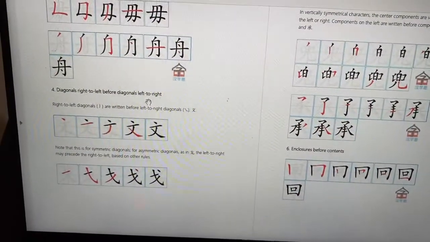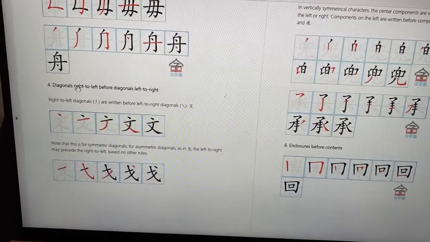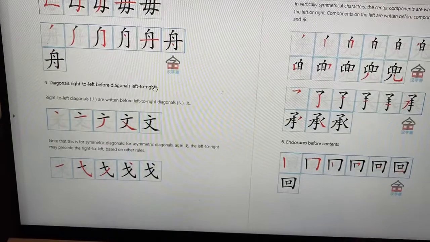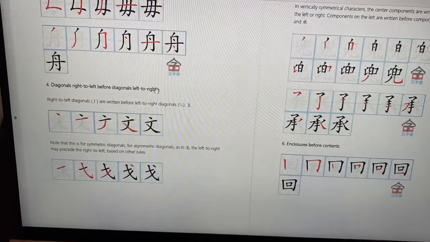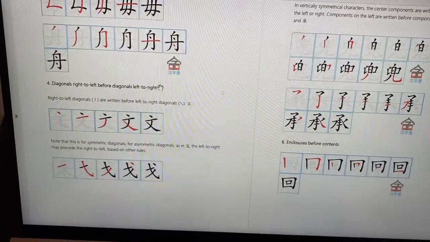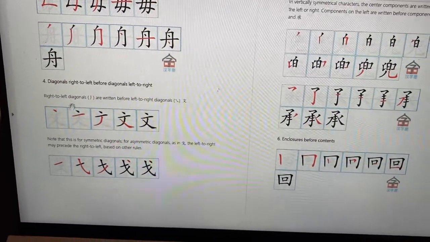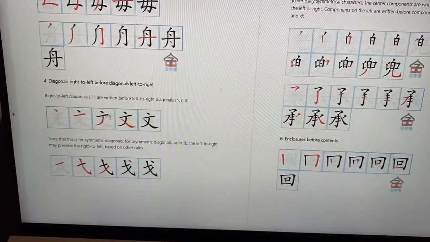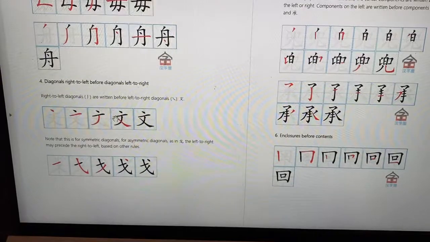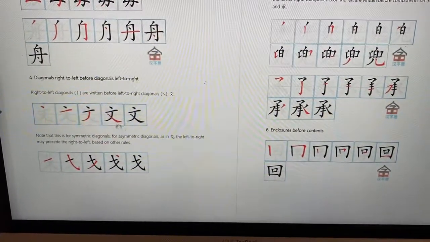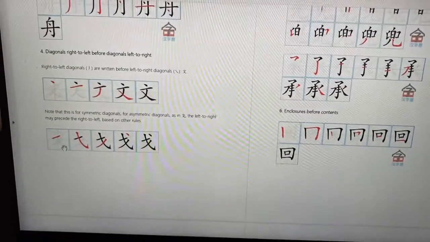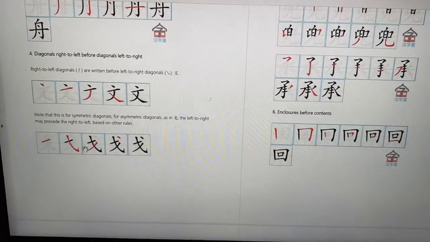For rule 4, we have diagonals right to left before diagonals left to right. And in my classroom, I called it 撇 before na in the crossing, or 撇 before 点 in the crossing. So you may see in this character, we finish this part, and then a 撇, and then a na to form a crossing. But please notice we also have some exceptions like this character.